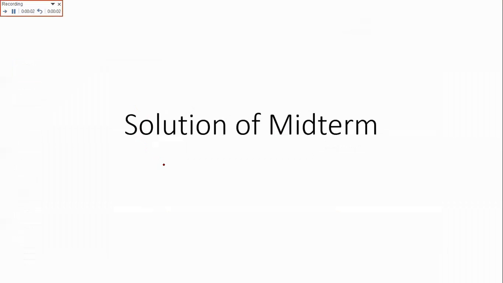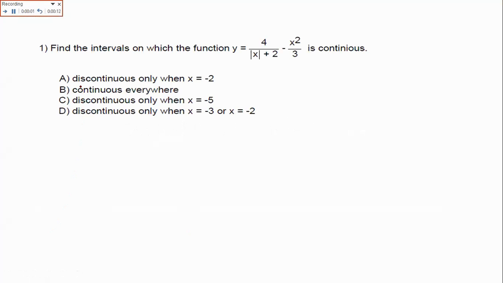Okay, so we'll go ahead and solve the midterm questions. To start with, let's get to the first question. The first question is: find the intervals on which the function y equal to 4 over modulus of x plus 2 minus x squared over 3 is continuous. So we want to know where exactly this function is continuous, or if it's discontinuous.